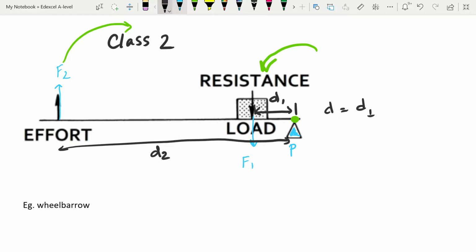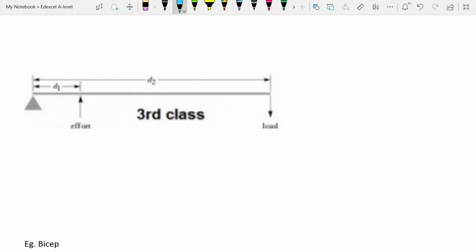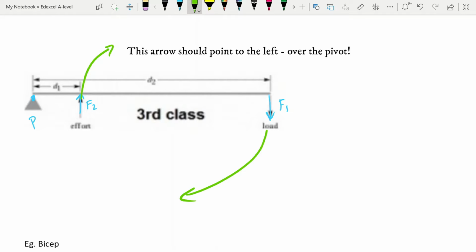And an example of a class 2 lever, as I've shown you down here, is a wheelbarrow. The third class lever switches those two. So there's your pivot again, and again, it's very important to identify that first. This time, our load is further away, so there's our F1, and this is our F2. And again, we're identifying F1 would tend to turn the lever clockwise, and F2 is the anti-clockwise force. And F2 times D1 in this case is equal to F1 times D2.